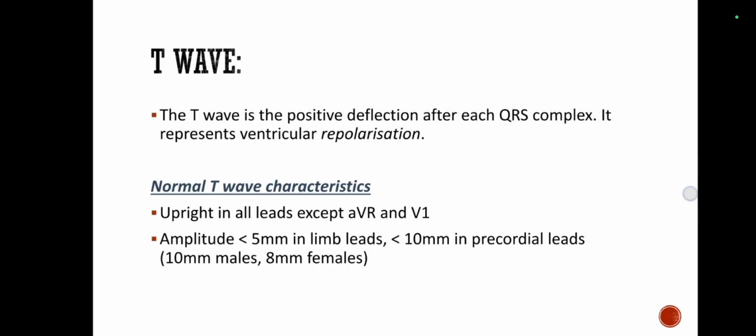So the next one is the T wave. The T wave is the positive deflection after each QRS complex. It represents ventricular repolarization, which is the relaxation of the ventricular muscles. Normal T wave characteristics: the T waves are upright in all leads except AVR and lead V1. The amplitude of the T wave is less than 5 mm in limb leads, which are lead 1, 2, and 3, and it is less than 10 mm in precordial leads, which are the chest leads V1 to V6, and it is 10 mm in males and 8 mm in females.